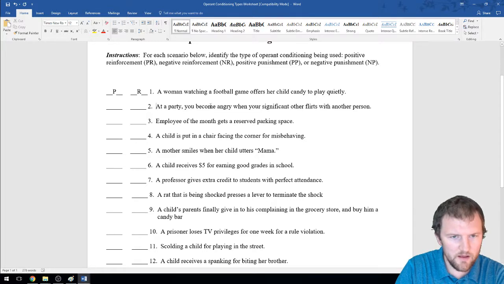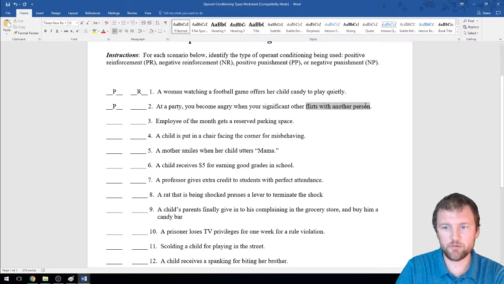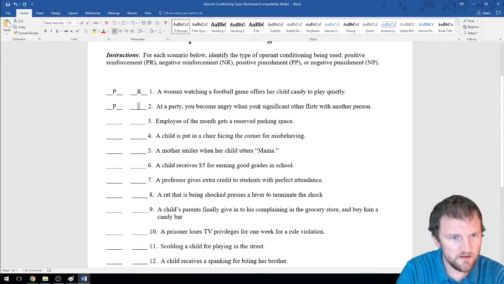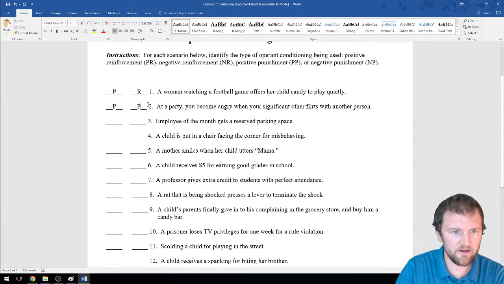At a party, you become angry when your significant other flirts with another person. First of all, is something being added or taken away? It's a little ambiguous, but I would argue that becoming angry is adding anger, so in that case, I would say positive. And then according to what the person is intending to do, is that going to make flirting with another person happen more or less often? At least hopefully, according to the person that's becoming angry, but maybe not in reality, it is going to be punishment. So you are adding the anger to decrease flirting.